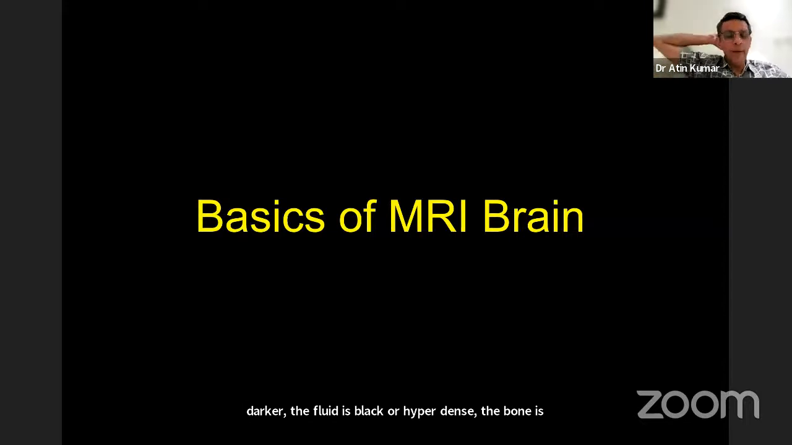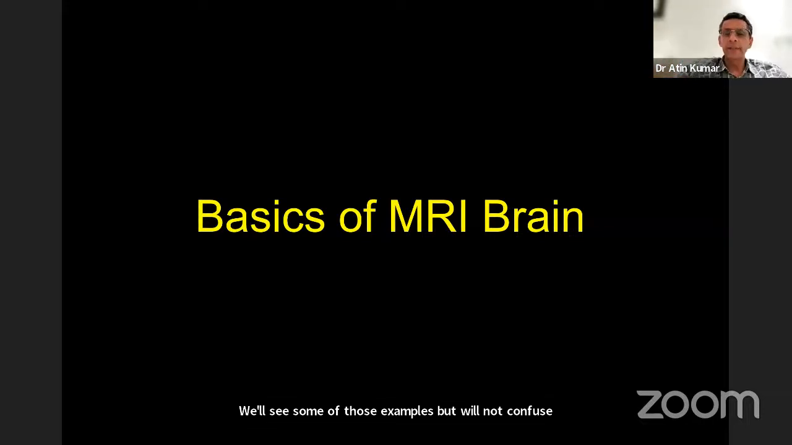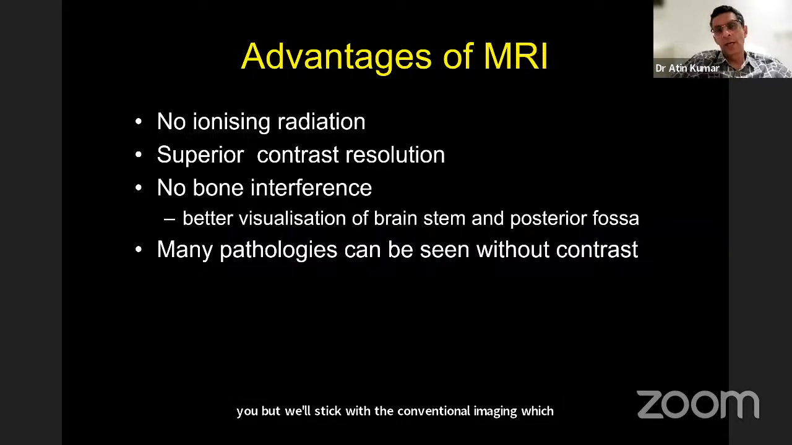But when it comes to MRI brain, things get complicated, because in MRI we do not have just one single type of image, but we have different types of sequences. I'm sure you must know that we can do either a T1 weighted sequence or a T2 weighted sequence, or a combination of these sequences. Sometimes we call it susceptibility weighted sequence, diffusion weighted imaging, FLAIR imaging, inversion recovery imaging. We'll see some of those examples, but we will not confuse you, and will stick with the conventional imaging, which is the T1 and the T2 weighted imaging.